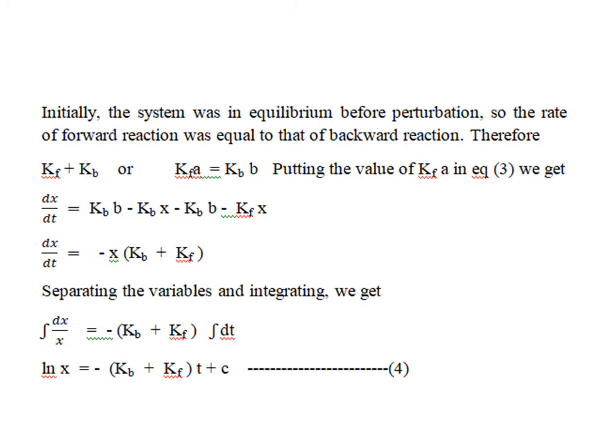Now separating the variables and integrating, x is taken on the left hand side and dt on the right hand side. The equation will become dx over x equal to minus (kb plus kf) into dt. Now integrating this equation, the integration of dx over x, that is log x, is equal to minus (kb plus kf) into the integration of dt, that is t, plus c, the integration constant. This is equation number 4.